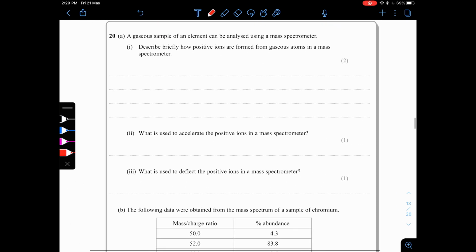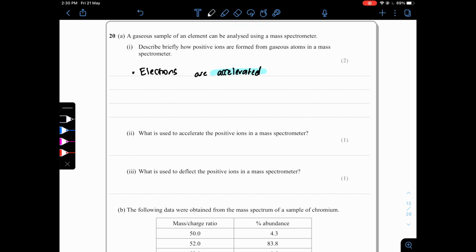Okay, so 20A, we have a sample of gas. A gaseous sample of an element can be analyzed using a mass spectrometer. Describe briefly how positive ions are formed from gaseous atoms in a mass spectrometer. So what actually happens in a mass spectrometer? We know that electrons are accelerated. So acceleration is the key thing here. Electrons are accelerated, so that's the first step.